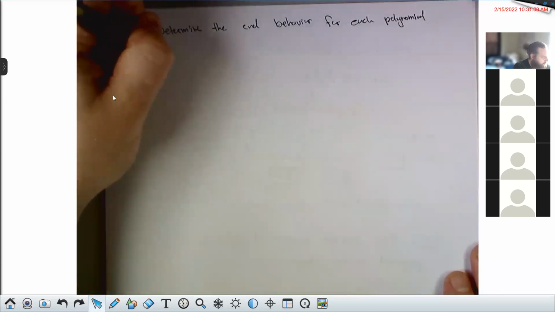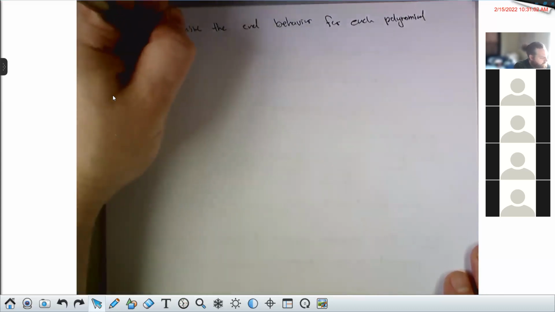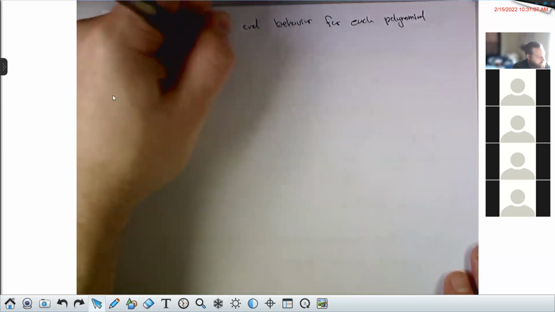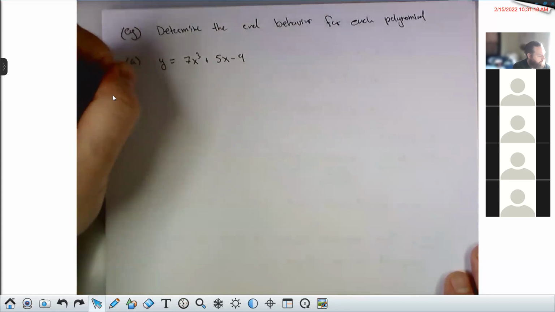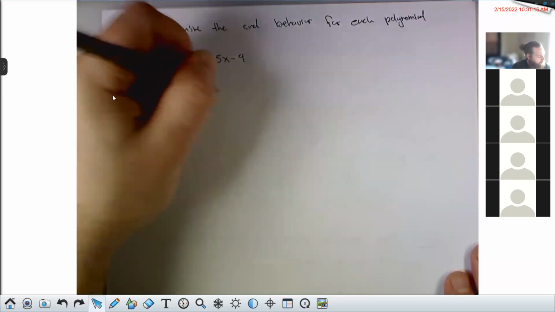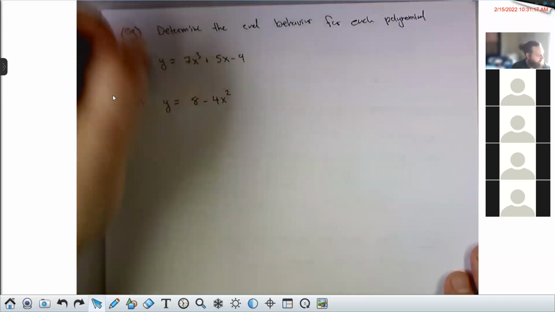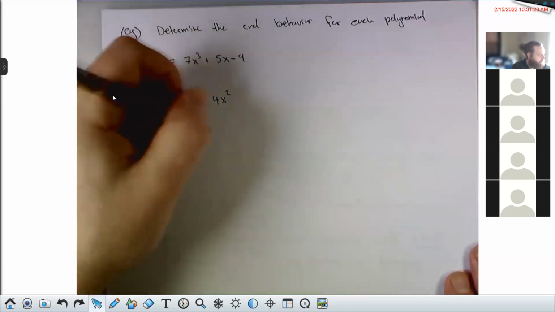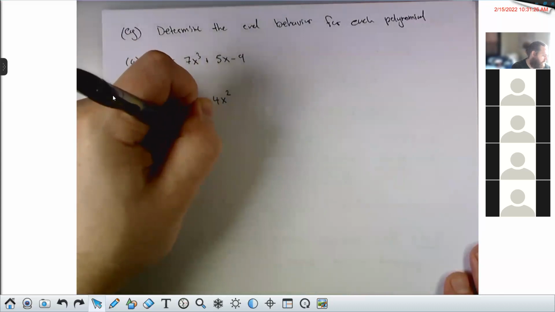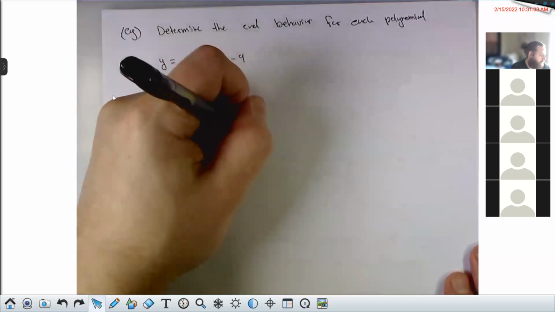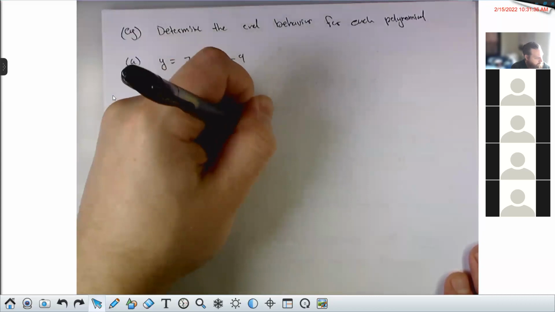So here, let's take y equals 7x cubed plus 9. B, let's say y equals 8 minus 4x squared.